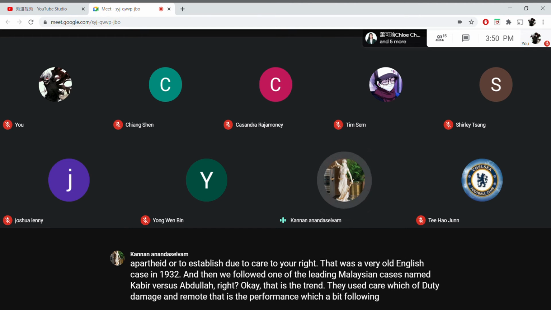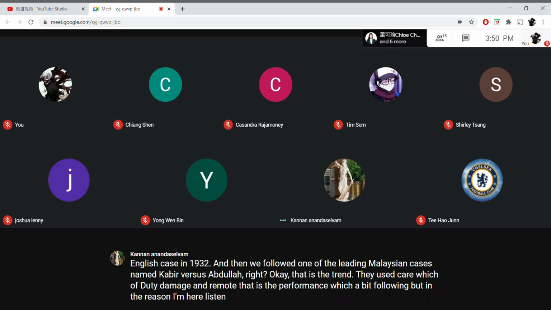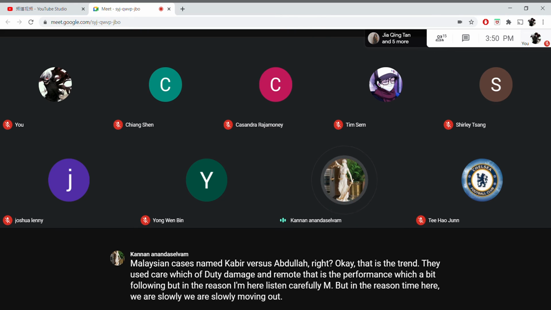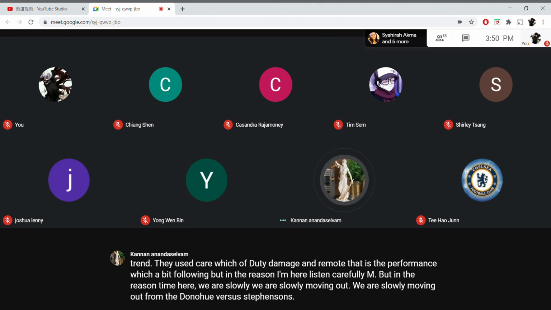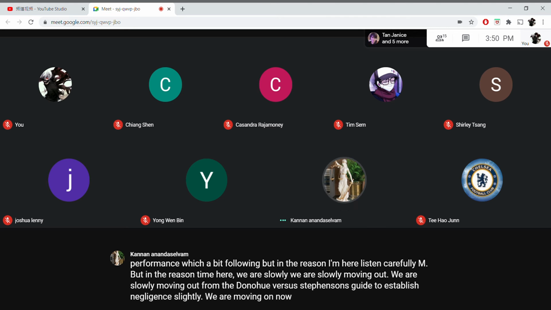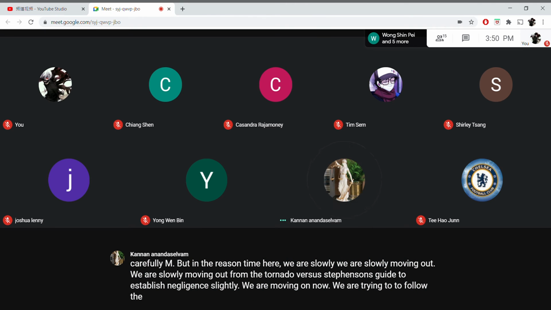But in recent times, listen carefully, we are slowly moving out from the Donoghue versus Stevenson guide to establish negligence. Slightly, we are moving on. Now we are trying to follow the judgment of Caparo Industries versus Dickman.